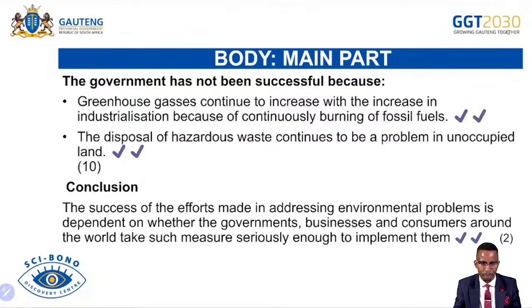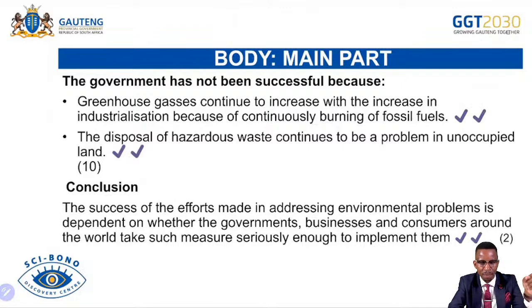The disposal of hazardous waste continues to be a problem in unoccupied land. We have seen areas where it is written no dumping, but people are dumping in those areas, dumping chemical waste as well as hazardous waste, which is dangerous to children that are playing around, dangerous to the environment, and dangerous to animals that interact with that waste in that particular area. So the government has not been successful in this case.